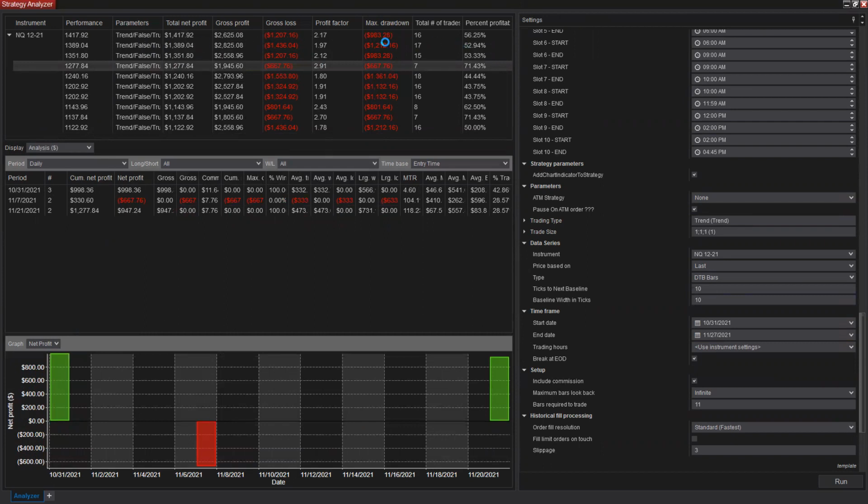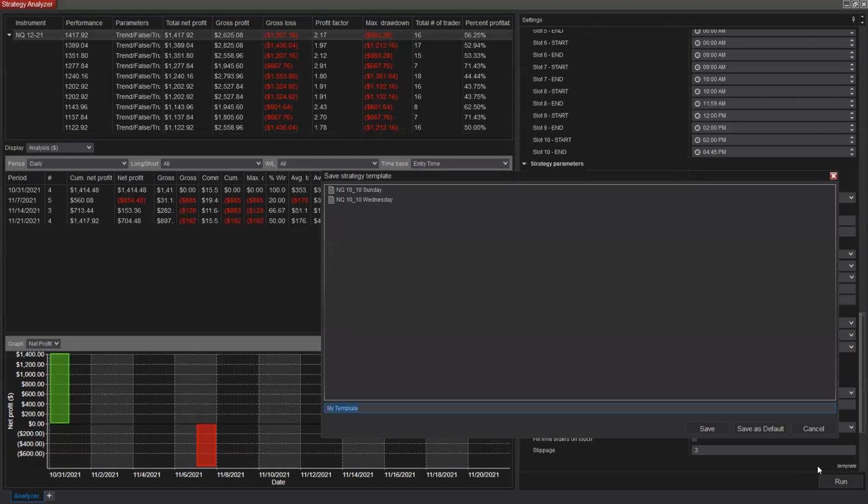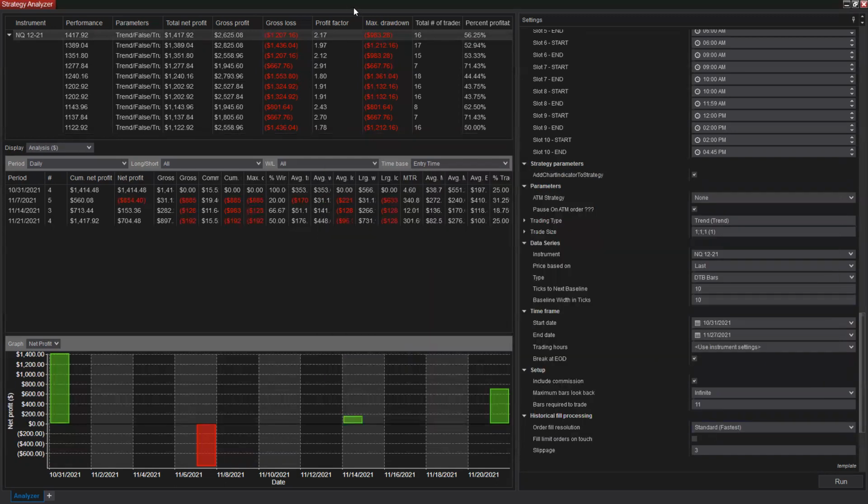Now, I'm reluctant to put any of these. Personally, I wouldn't select any of these, but let's just go and select this top one anyway. Okay, so I'm going to go to this one over here. I'm going to go template, and I'm going to go save, and I'm going to call this Sunday again. I'm just going to put a 1 next to it. All right.